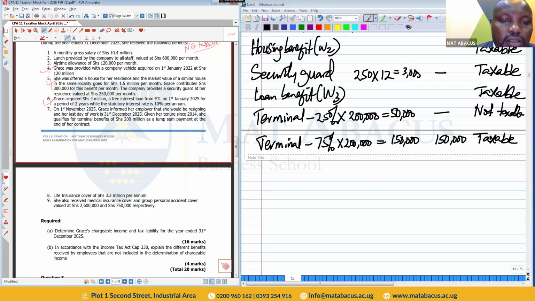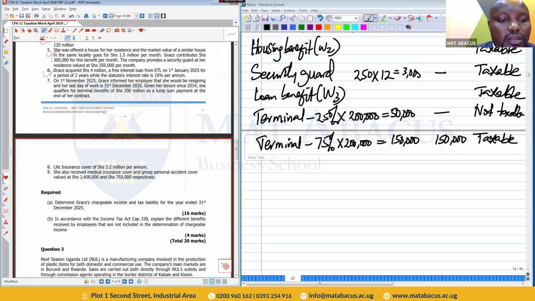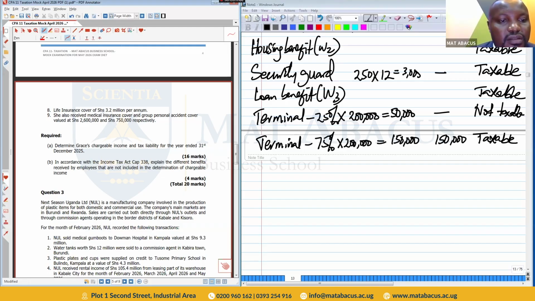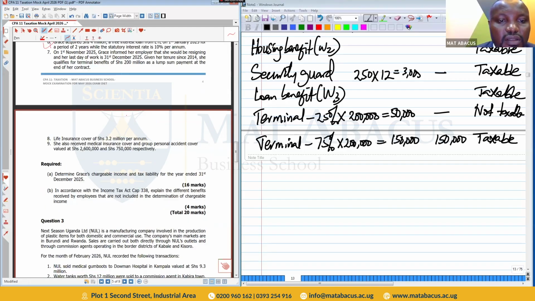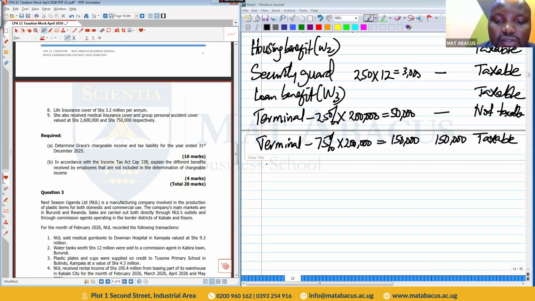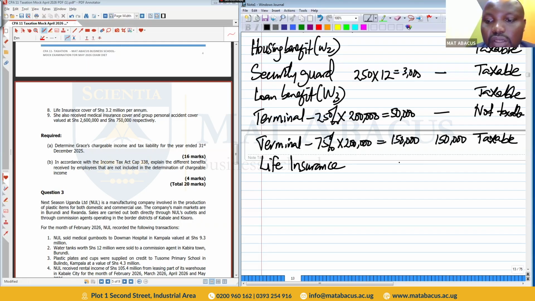Okay. So after that, we'll go to the next. The next is life insurance. Life insurance is not taxable. It is only taxable if the employer is a tax-exempt organization. But since this one is not a tax-exempt organization, we will not tax it. It is 3.2 per annum. So this one is not taxable.